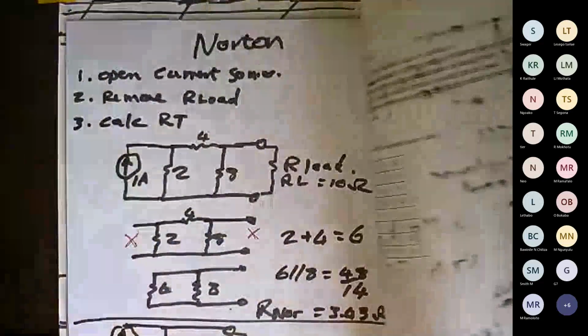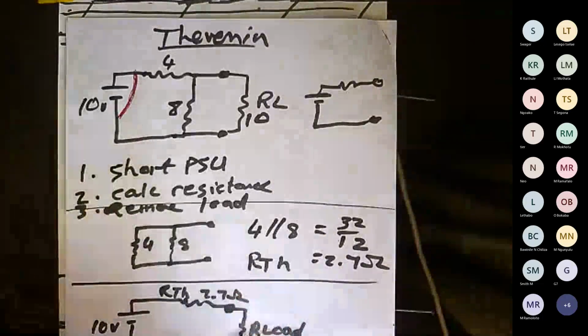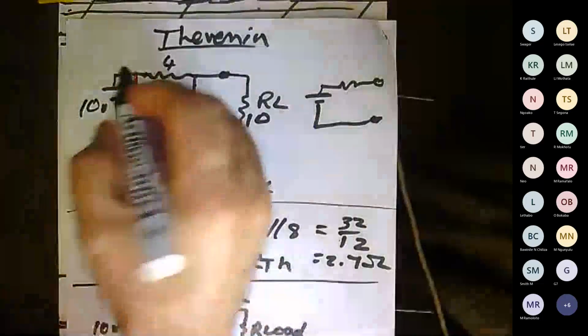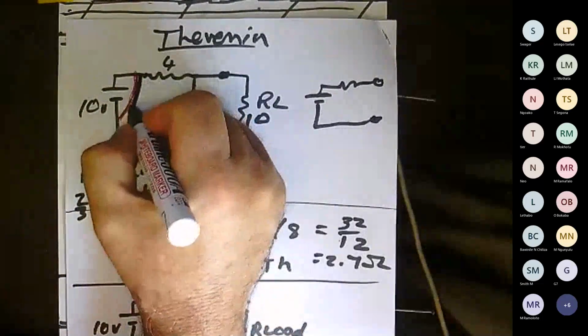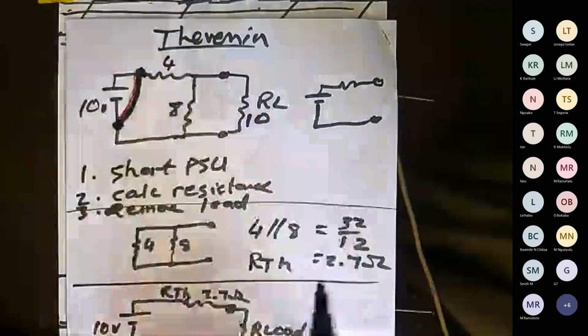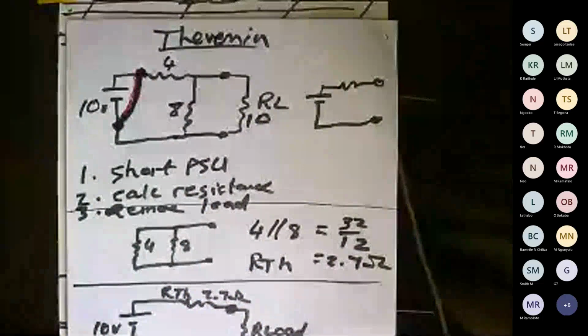Do you have any other questions on how to do Thevenin and Norton? Remember, the only difference between them is that in a Norton there is a voltage, a battery, and we make a short circuit over it. So I'm shorting this voltage out here. That is why the 4 ohm goes in parallel with the 8 ohm.